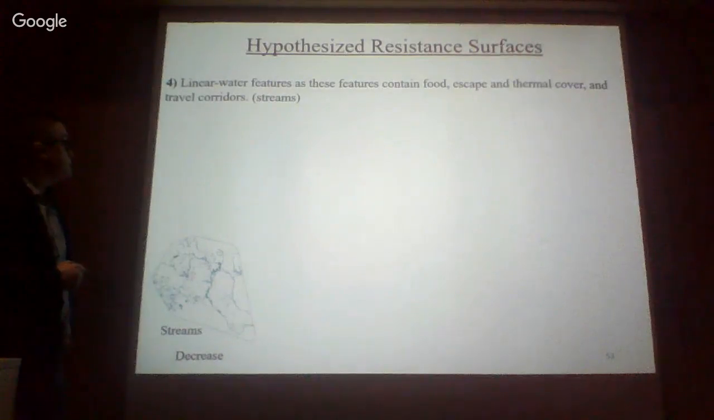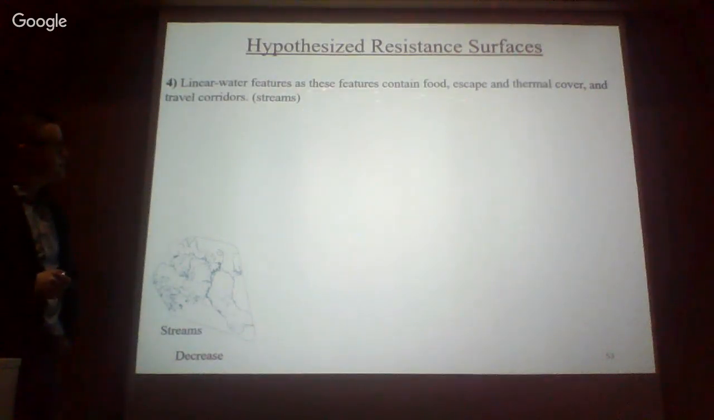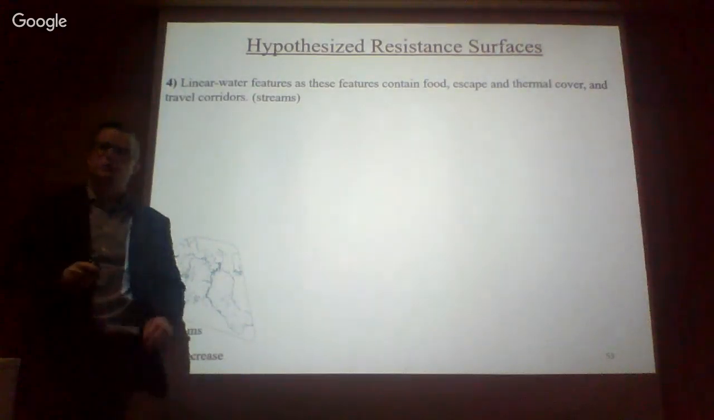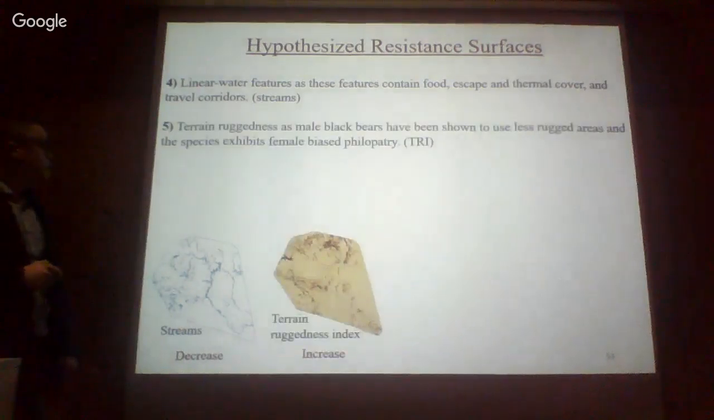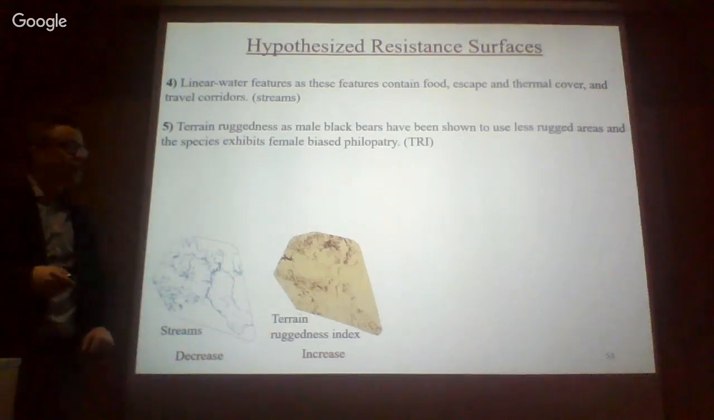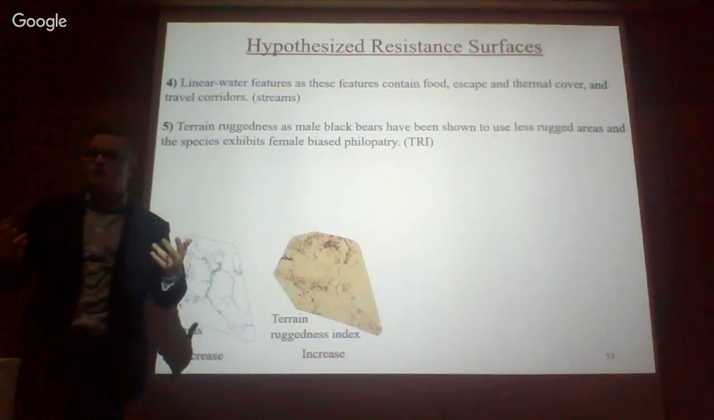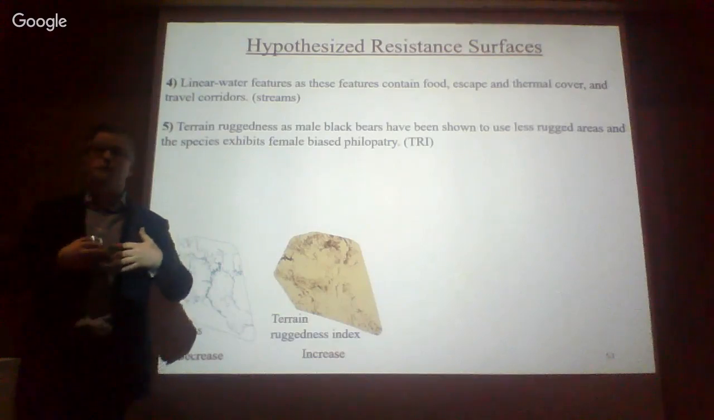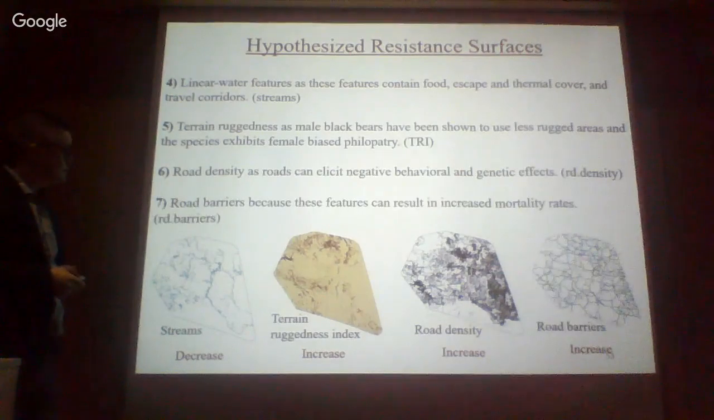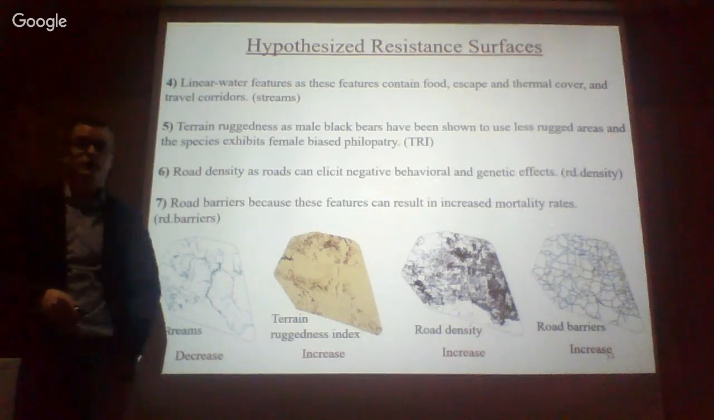Also, I thought that potentially linear water features could be important because they contain food, escape, and thermal cover, as well as acting as travel corridors for bears across the landscape. Terrain ruggedness, as black bears have been shown to use, or males in particular have been shown to use, less rugged areas, and black bears exhibit female-biased philopatry, meaning males are the ones dispersing across the landscape. And then I also thought that maybe road density as well as road barriers would be important because of the myriad of research that's shown both negative behavioral and genetic effects as well as increased mortality rates.